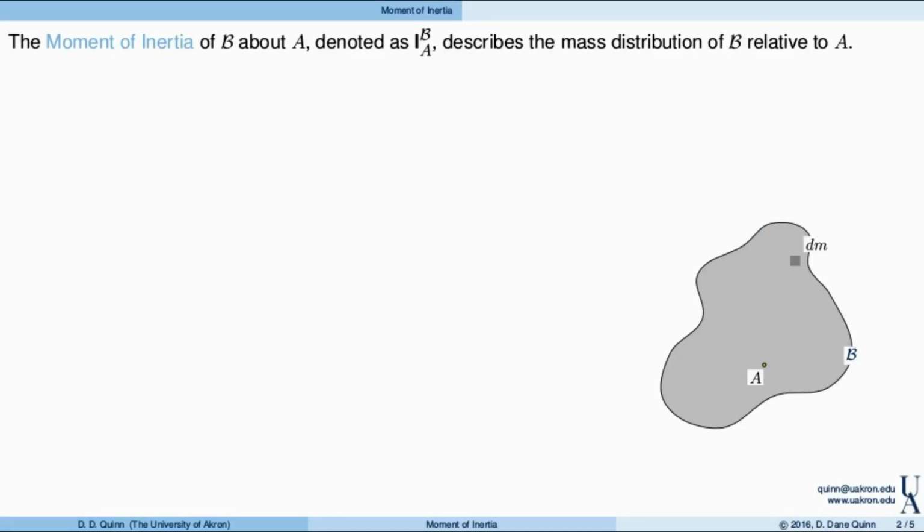So, the moment of inertia essentially describes the mass distribution of an object B relative to some point A. As we see here in this figure, the moment of inertia characterizes essentially the shape of the object together with how the mass is distributed. And we denote that as I of B about A.